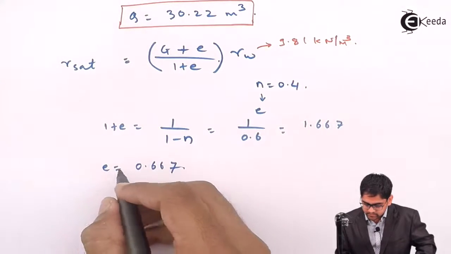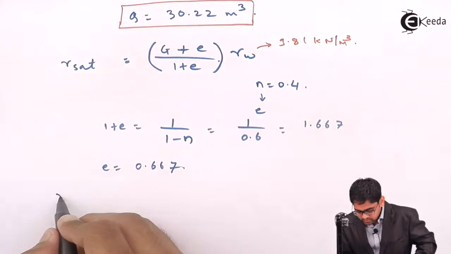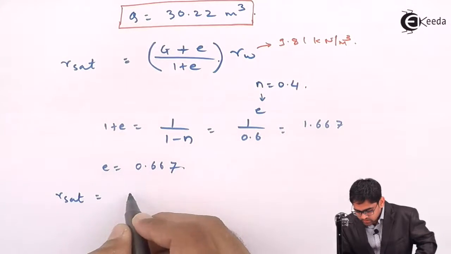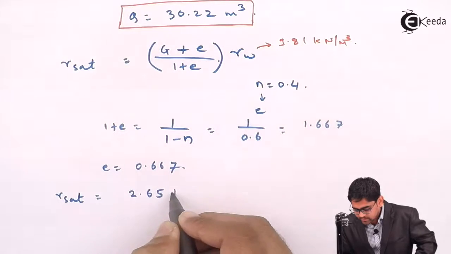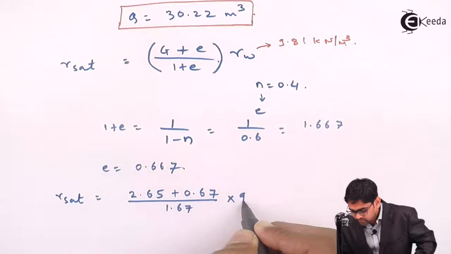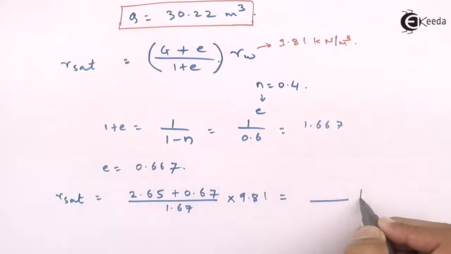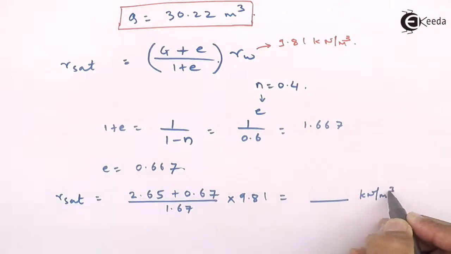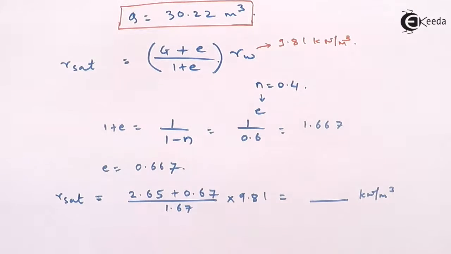So you need to place this value of e in this equation. So we'll get gamma sat equals, G value is given as 2.65, plus 0.67, divided by 1.67, into 9.81, and you will get the value of gamma saturated in kilonewton per m cube.